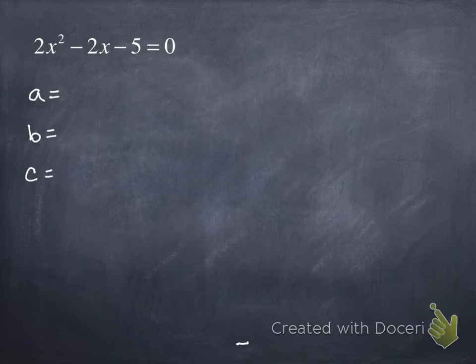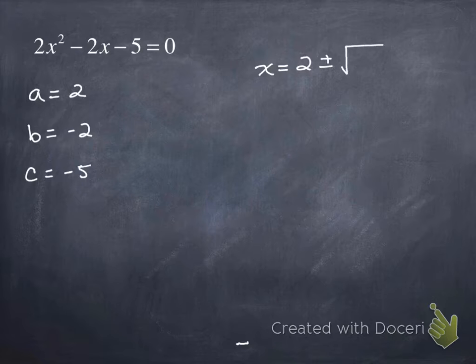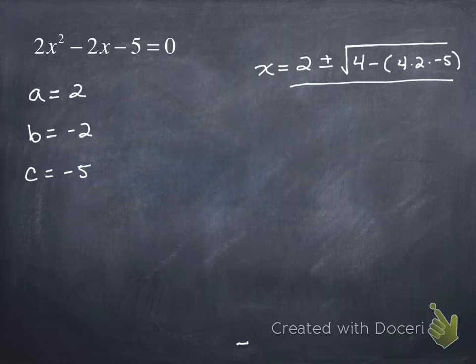I'm going to list my values for a, b, and c. Remember, a is the number in front of x squared, it's 2. B is the number in front of x, which is negative 2. And c is the constant at the end, which is negative 5. And I'm going to apply that to this quadratic formula. So I'm going to say x equals the opposite of b, which is 2, plus or minus the square root of b squared, which is 4, minus 4 times 2 times negative 5, all over 2 times the a value, which is 2.